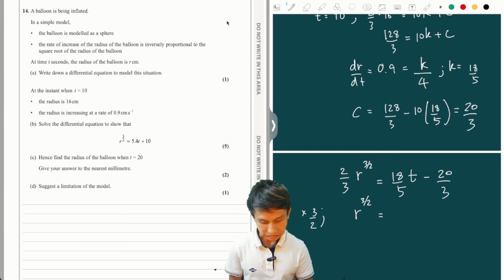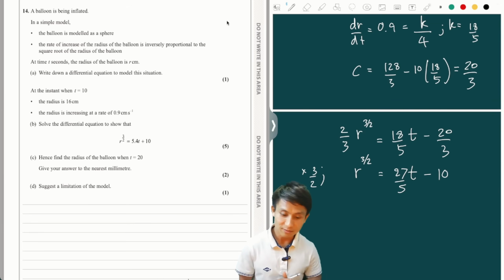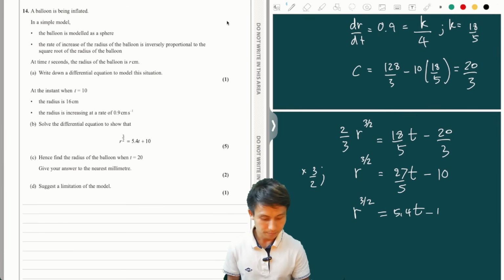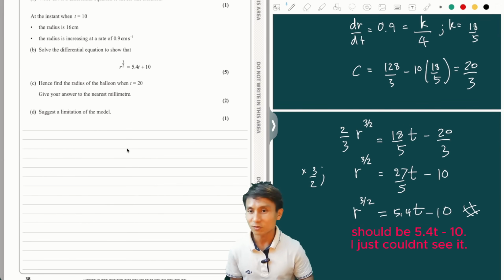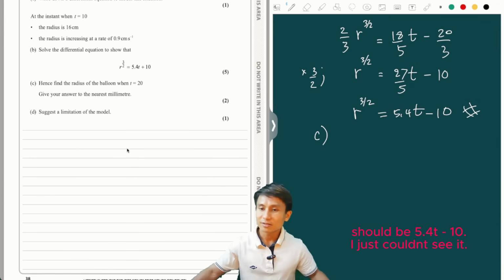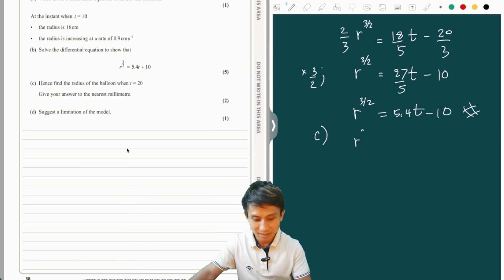So we get 27 over 5 t, yeah, and then 10 here. And 27 over 5 is basically 5.4, indeed. As required. All right, took me a while to figure out where my mistake was. Hence, find the radius of the balloon when t equals 10. Okay, that's just subbing that in.